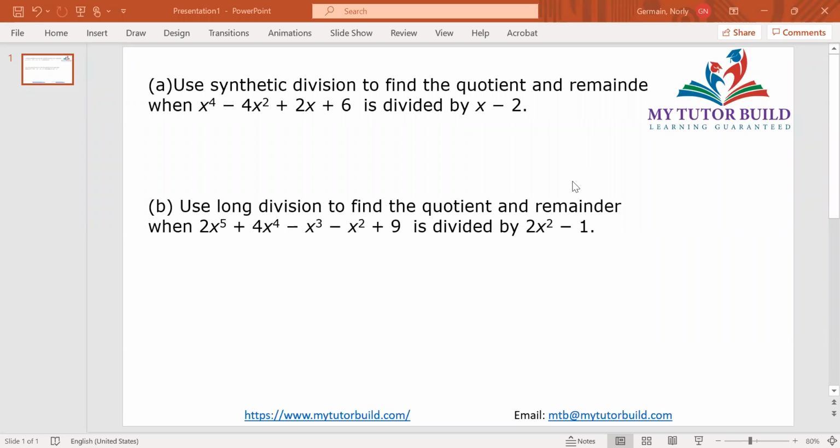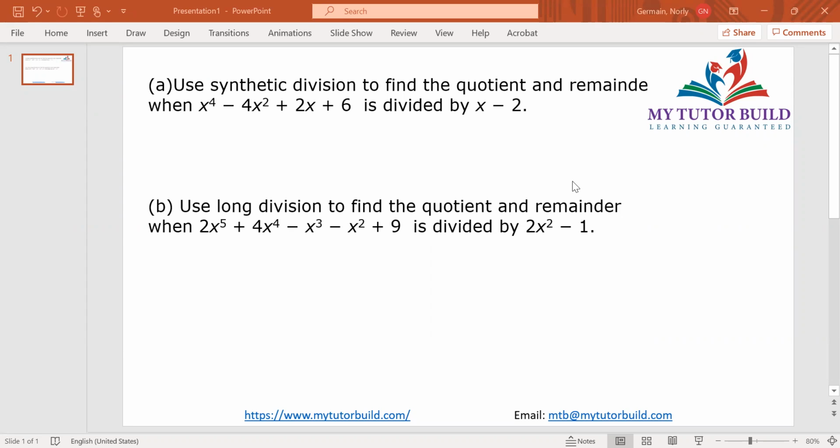Hello everyone. In this video, we're going to solve synthetic divisions. This is how you can divide a polynomial by a polynomial. We're going to call them also algebraic expressions and how to divide them.